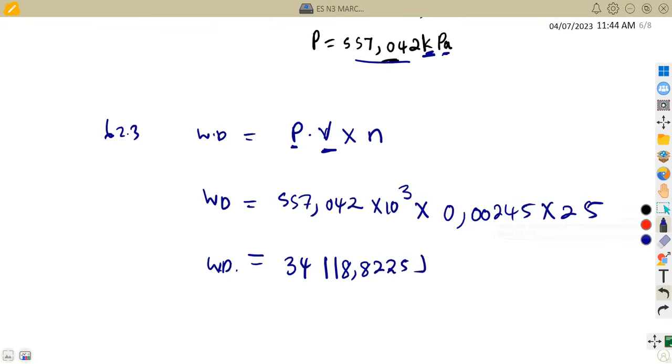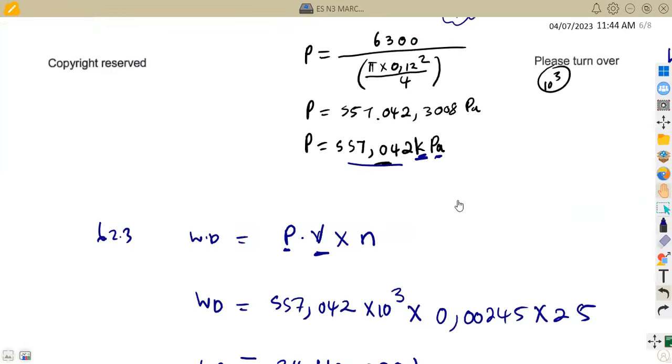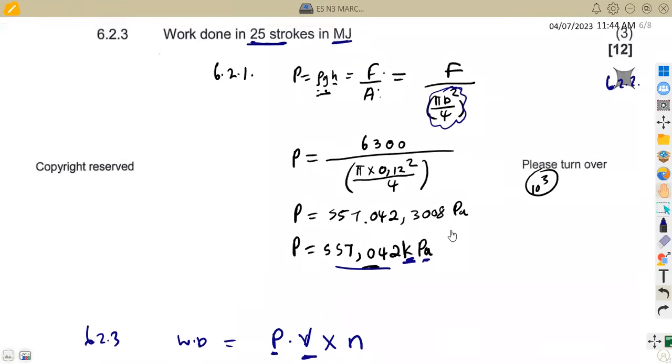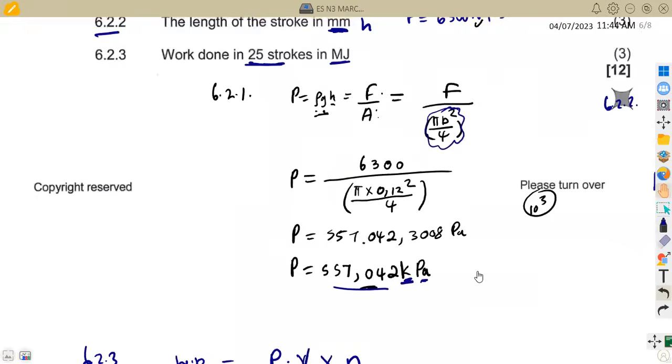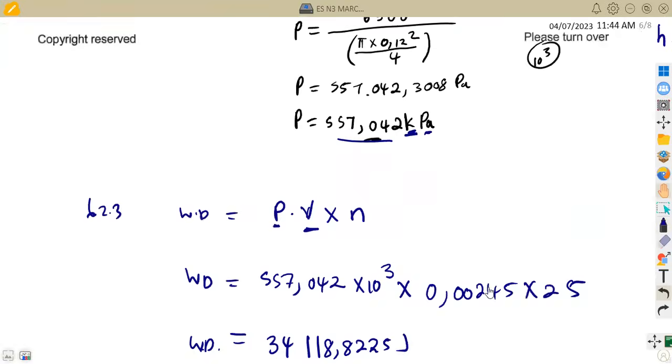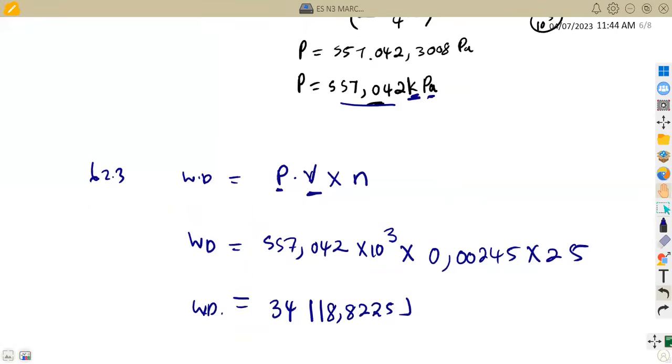So this is what you're going to have. But here, according to the instruction, this work done is supposed to be in megajoules. So mega, that's times 10 to the power of 6. For you to convert this, you multiply by the inverse of 10 to the power of 6, which means you multiply by 10 to the power of minus 6. We are going to have our work done as 0.0341 in megajoules. The answer that you get, you round off to 3 decimal places, and you have it in megajoules, like that.